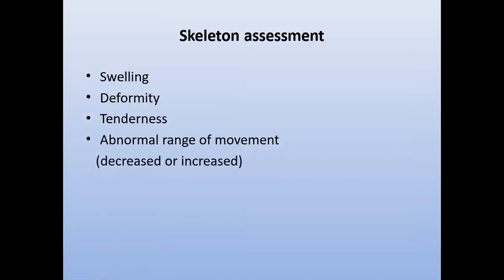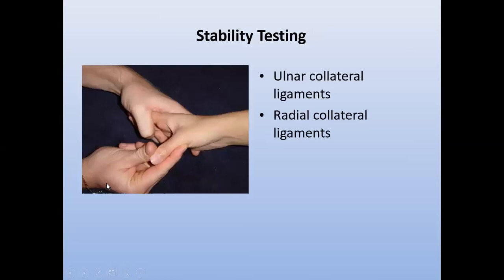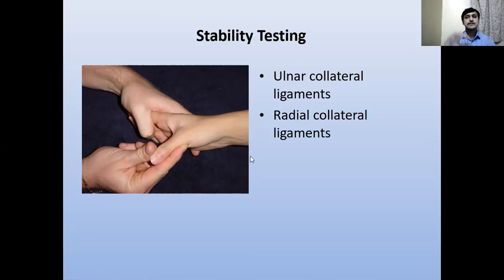Okay. Now you come to the skeletal assessment. You see the swelling, deformity, tenderness, and abnormal range of motion. Coming to the last part, you have to check the stability. Now, if you have a wrist injury, you will have to check the stability. Now, if his ulnar collateral ligament or the radial collateral ligament is damaged, use the wrist, and suppose this is the patient's hand, to do movement at the wrist. If the ulnar collateral ligament is damaged, he'll have more of the radial deviation and vice versa.